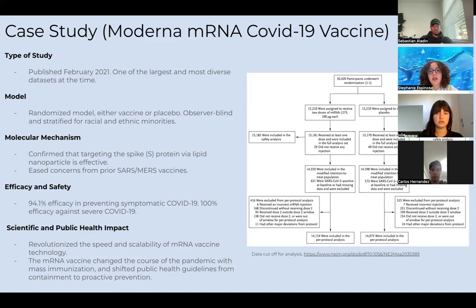efficacy in humans. Regardless of how fast the vaccine became available to the general public, which was around 11 months after the virus genome sequencing, this vaccine revolutionized the speed and scalability of mRNA vaccine technology. The mRNA vaccine changed the course of the pandemic with mass immunization and shifted public health guidelines from containment to proactive prevention.